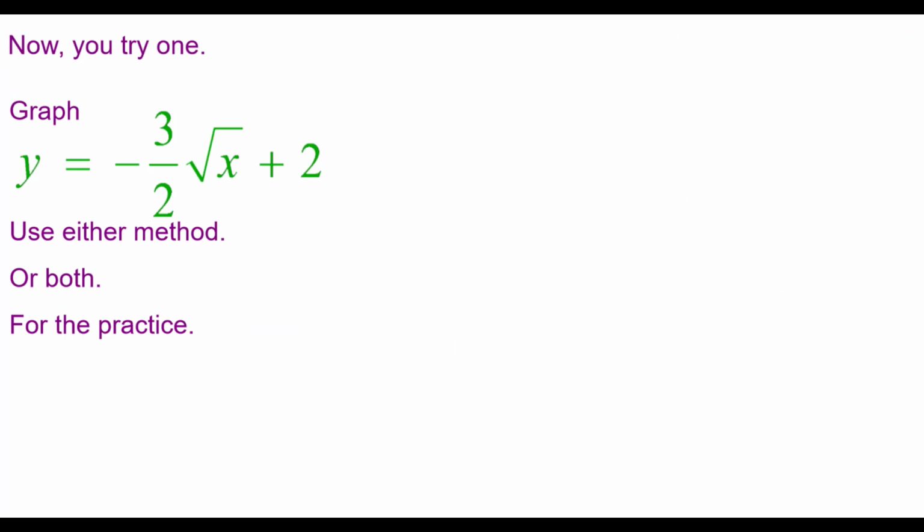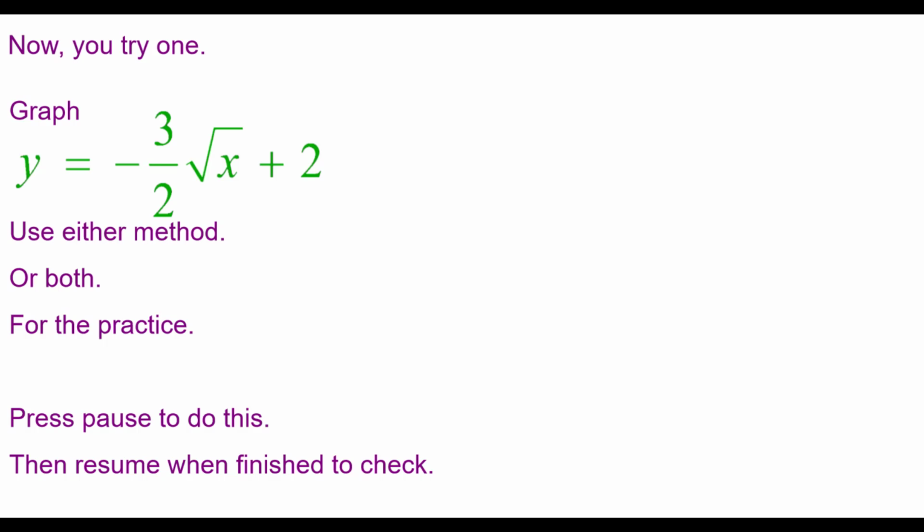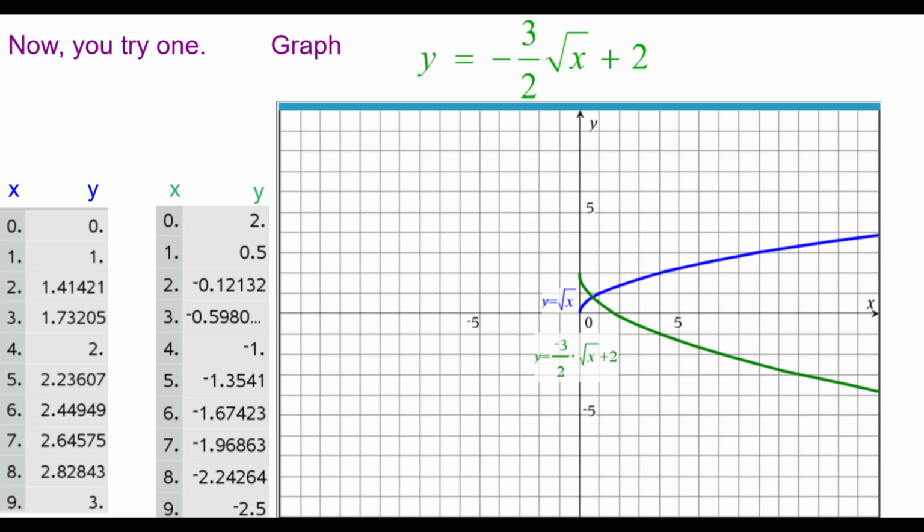Now you try one. Graph y equals negative 3 halves times the square root of x plus 2. Use either method or both for the practice, and press pause to do this and resume when you're finished to check your answer. And here is your answer here in green and the table.